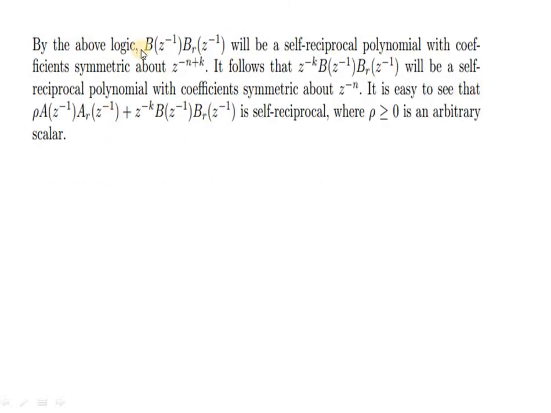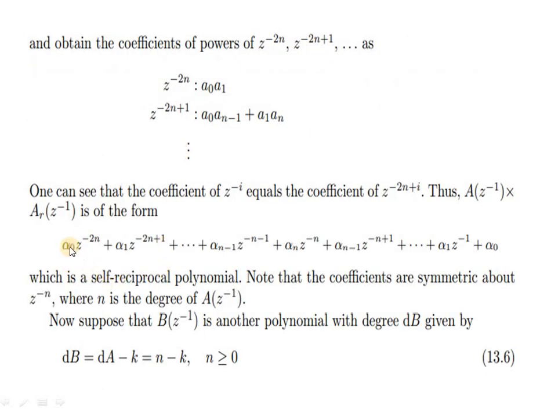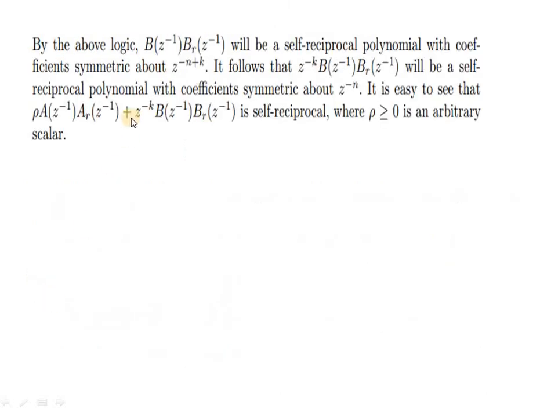From the logic of the a polynomial we also say that the b polynomial, that is b of z raised to minus 1 into br of z raised to minus 1, will be a self-reciprocal polynomial with the coefficients symmetric about z raised to minus n plus k. Here br is the reverse polynomial for this b polynomial. We take z raised to minus n plus k because we have already proved that our a polynomial is reciprocal and symmetric about z raised to minus n. Due to the delay of k units, the b polynomial is symmetric about z raised to minus n plus k.